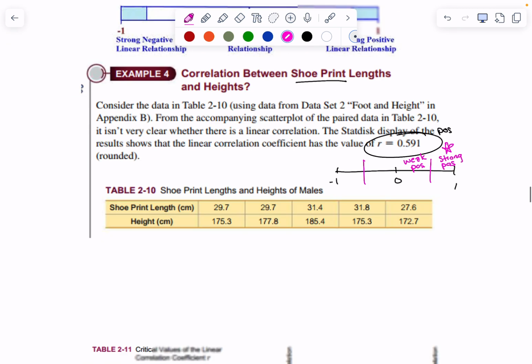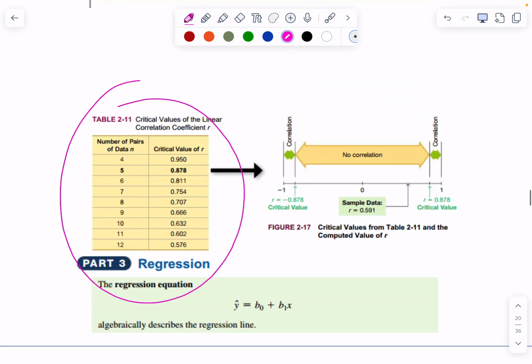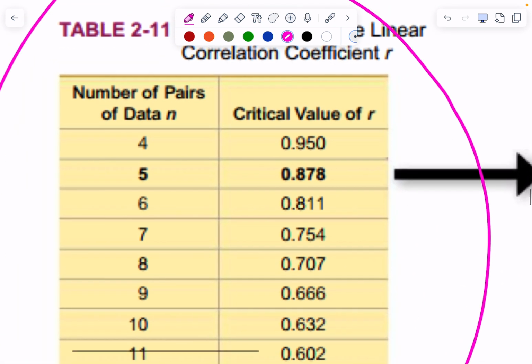So here's the deal. Let's go to this guy right here. If we have 4 data points, what's considered to be a strong relationship is 0.95 and above. If I have 10 data points, anything above 0.63 is considered strong. Does that make sense? If I have 7, anything above 0.75 is considered strong. Does this make sense?